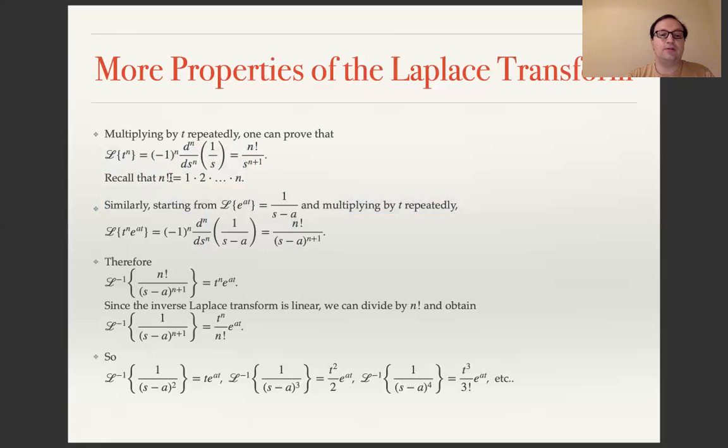And recall that n factorial is the product of all positive integers from 1 to n. So, for example, the Laplace transform of t squared will be 2 factorial, which is 2, over s cubed. The Laplace transform of t to the fourth would be 4 factorial over s to the 5. 4 factorial is 24, so that's 24 over s to the 5.